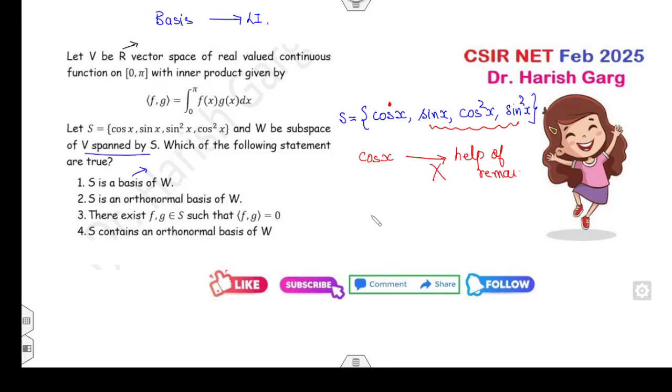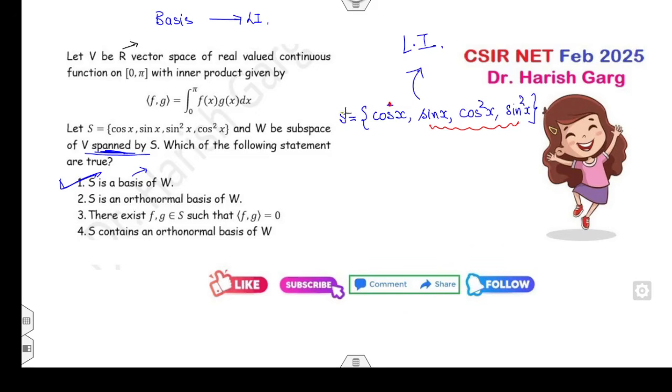Definitely not, because cos square x can at most be written as (1 plus cos 2x) by 2. It is 1 plus cos 2x, but we need a cos x. So none of the elements can be written with the help of the other elements. So yes, they are LI. Once they are LI, yes, they are a basis because they already span.